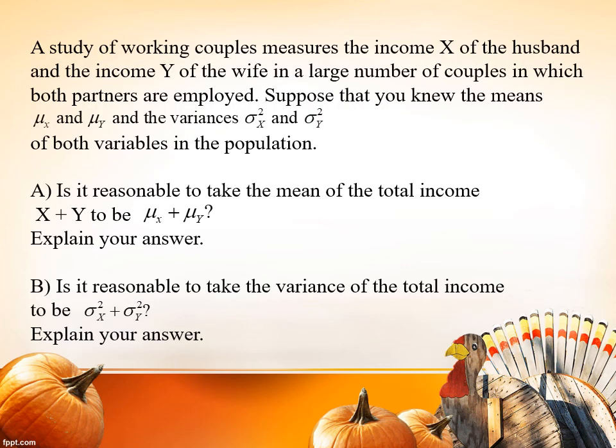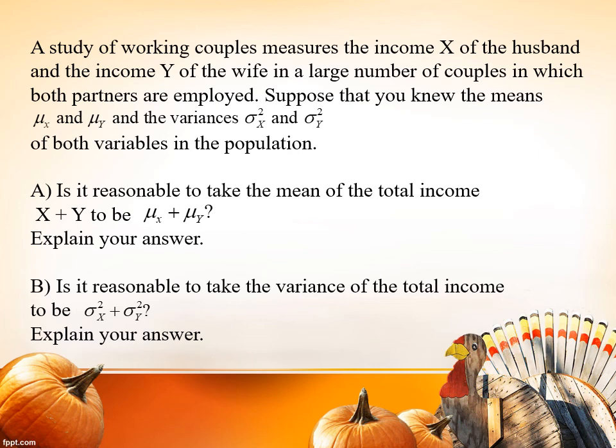The last problem I wanted to quickly go over dealt with a problem that you probably saw in the Sapling last night that might have stumped you. A study of working couples measures the income X of the husband and the income Y of the wife in a large number of apparently heterosexual couples in which both partners are employed. Suppose that you knew the means mu sub X and mu sub Y and the variances sigma sub X and sigma sub Y of both variables in the population.